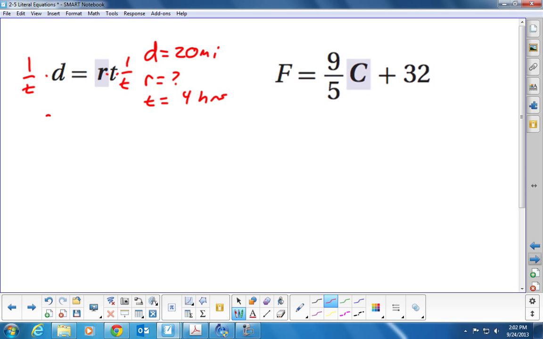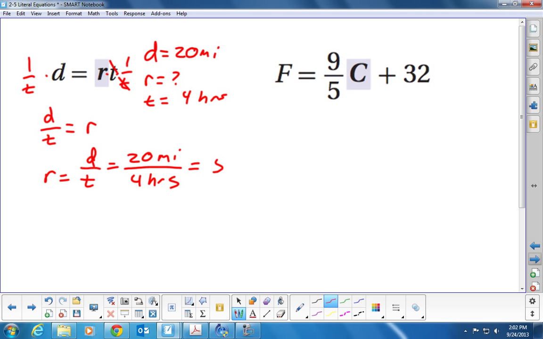1 over t times d is d over t. On the right side, the t's are going to cancel out. It just leaves me with r. So my rate is equal to distance over time. Now that I know the distance is 20, I'll substitute that in. And now that I know the time is 4 hours, I'll substitute that in. And this comes out to 20 divided by 4, which is 5 miles per hour. Not a bad pace. So that's how I would solve it.